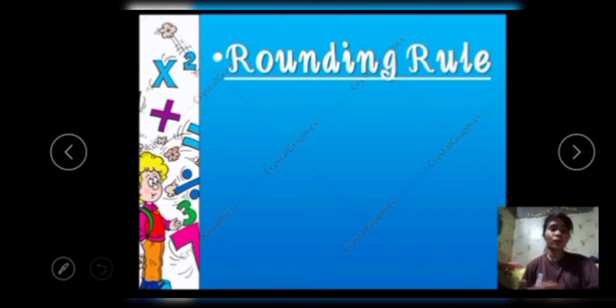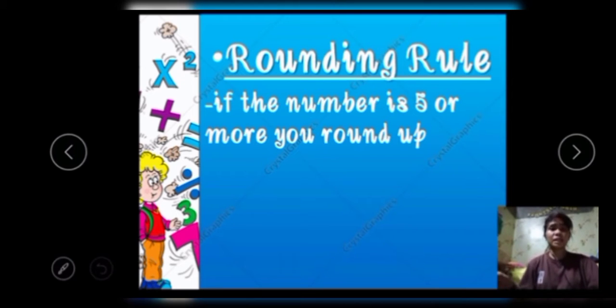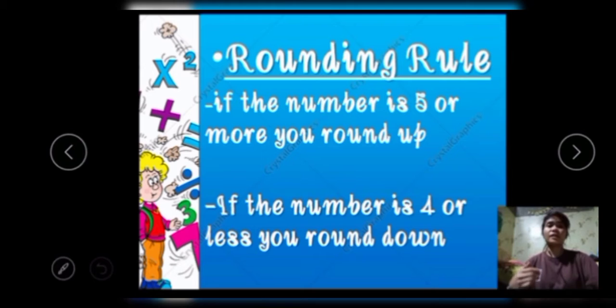What is the rule of rounding? The rule of rounding is if the number is 5 or more, you round up. And if the number is 4 or less, you round down.